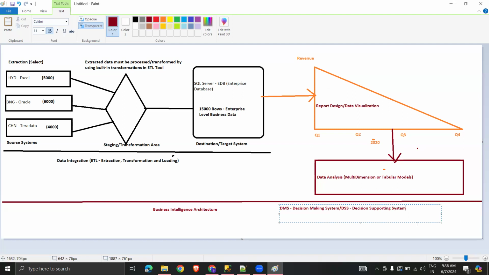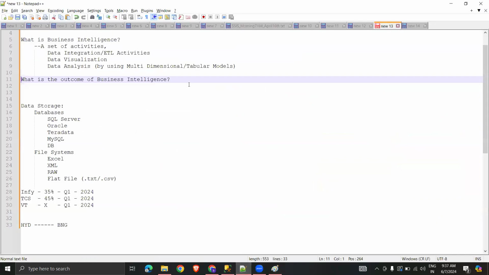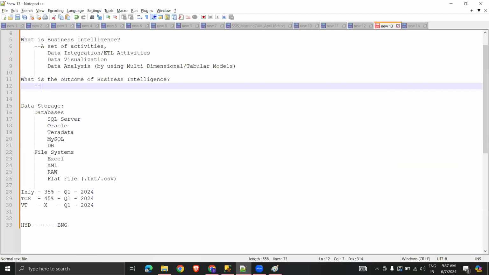The ultimate goal of business intelligence is decision making. We implement business intelligence solutions for better decision making. Are we good? Are we good, friends?